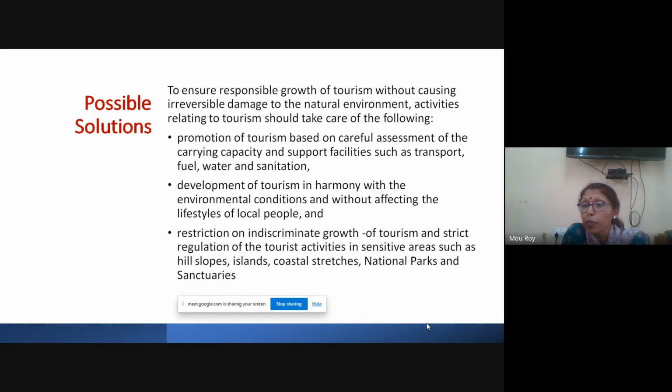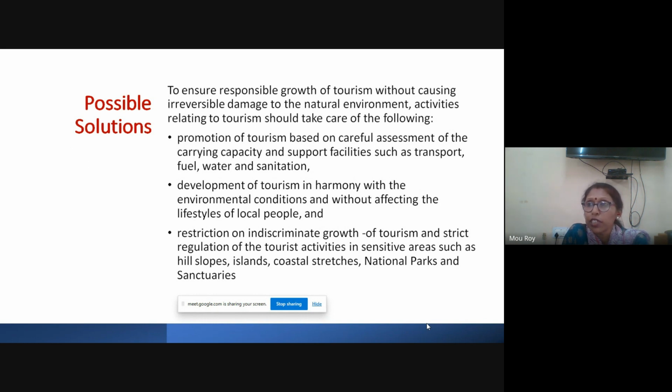So there should be a proper assessment. What is the main thing? This carrying capacity has a very significant value, because one needs to assess the carrying capacity of that particular destination, whether it can support facilities like transport, or lodging, or food. So this is very important. So the development of tourism should be in harmony with the environmental conditions and without affecting the lifestyles of the local people.